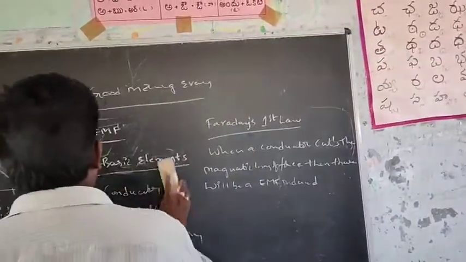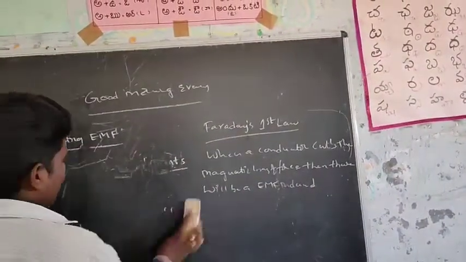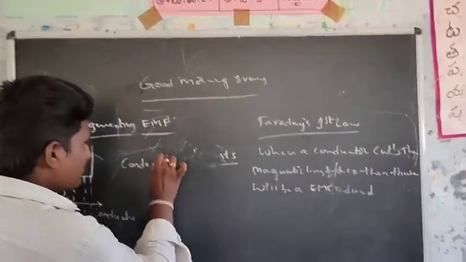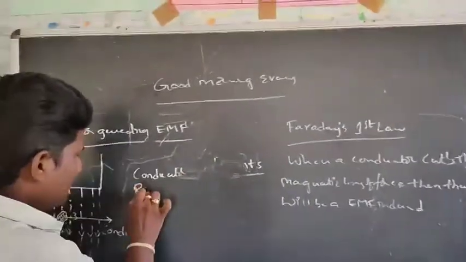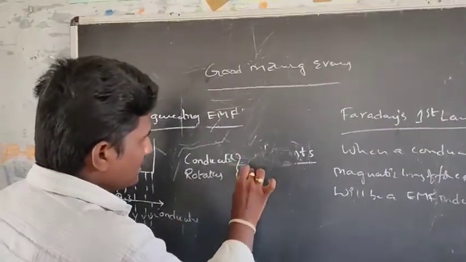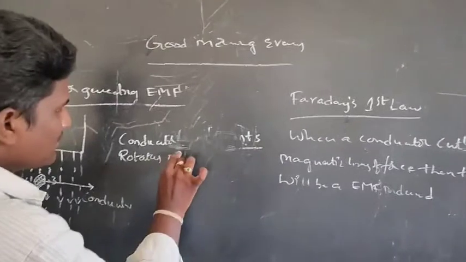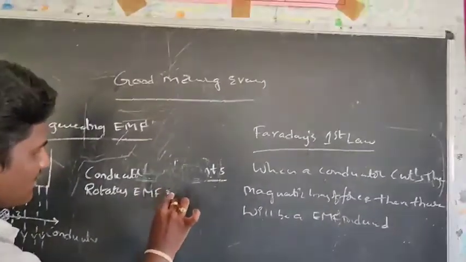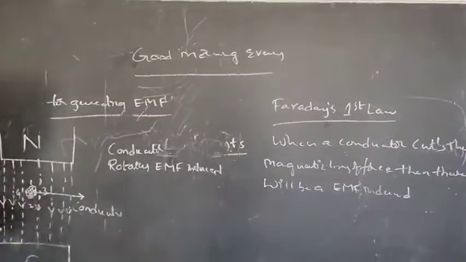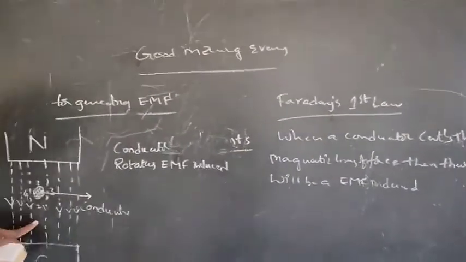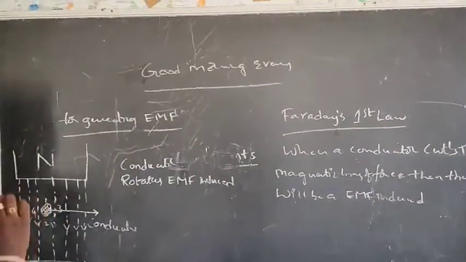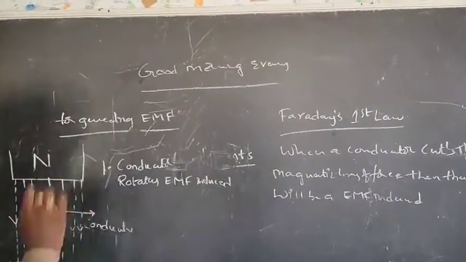When the conductor rotates, EMF is induced. That means when the conductor rotates, it cuts the lines, and whenever it cuts the lines, there will be EMF induced. In this, what am I rotating? The conductor. So that is one case.